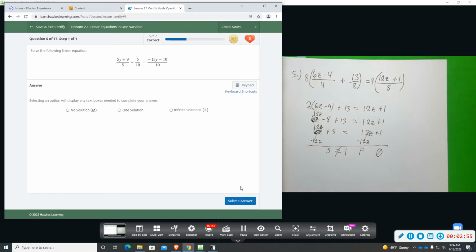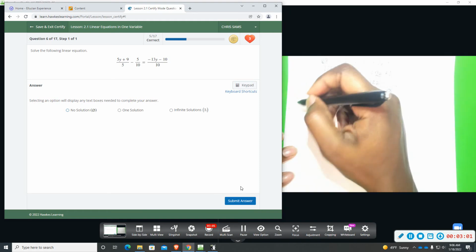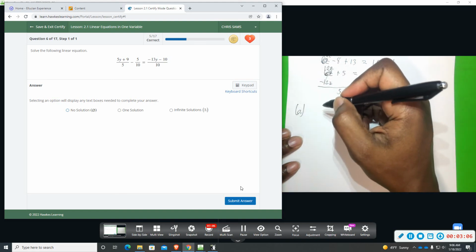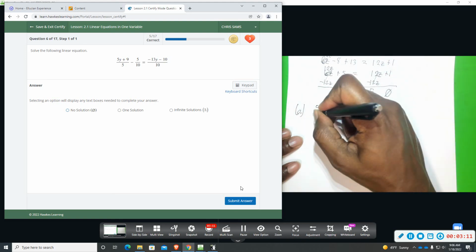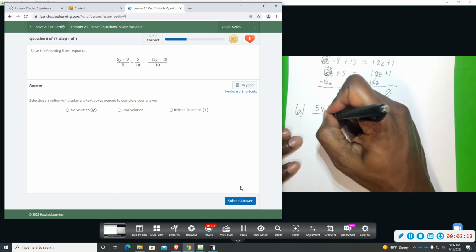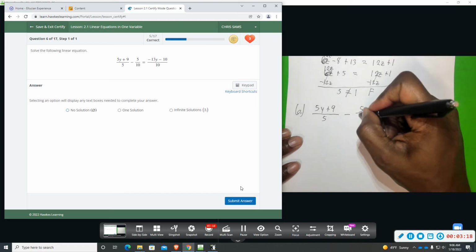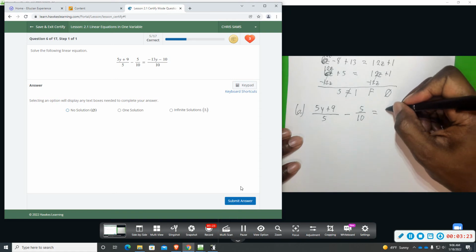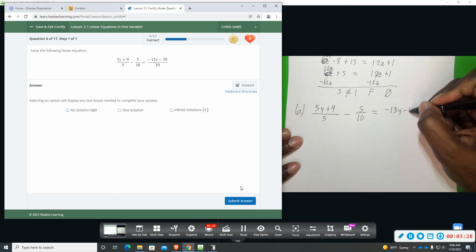Alright, number 6. We continue here. Number 6, we have (5y plus 9) all divided by 5, and then we have minus 5 divided by 10, and then equals, we have (negative 13y minus 10) all divided by 10.